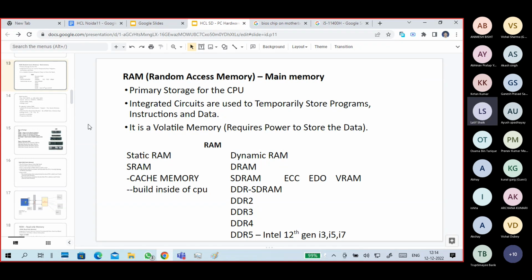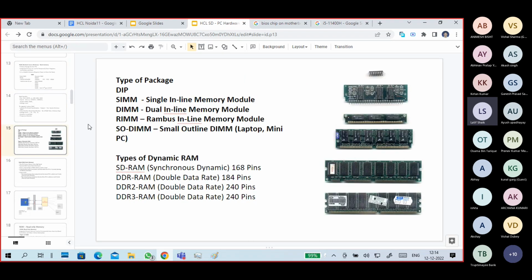In DRAMs, different types of DRAMs are there: SDRAM, EDO, VRAM, that kind of stuff. SDRAM means synchronous dynamic RAM. This synchronous dynamic RAM was further developed into DDR SDRAM. Then DDR2, DDR3, DDR4, and DDR5 also came into the market. Each RAM has certain specifications, certain pin numbers, and certain packages too.